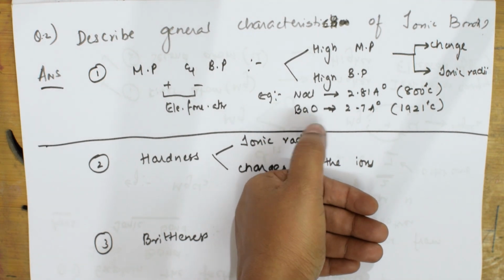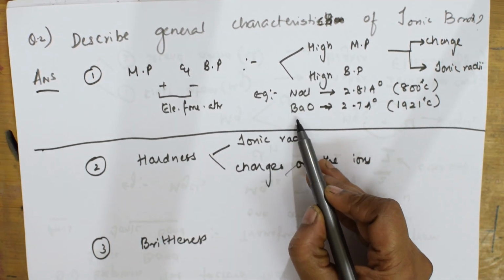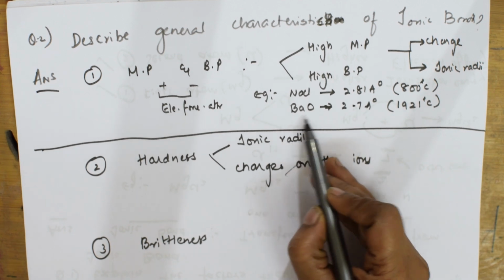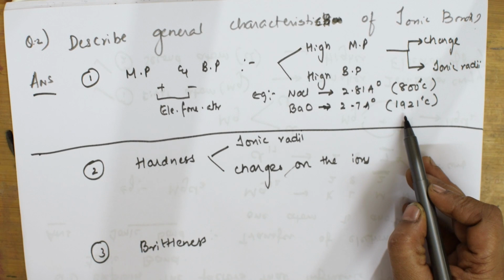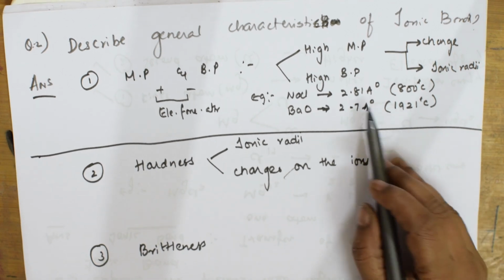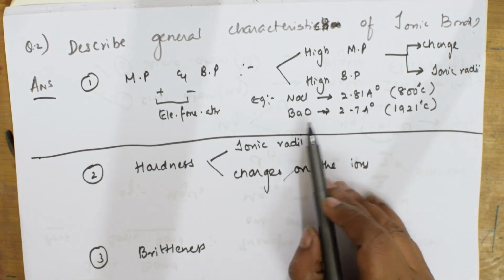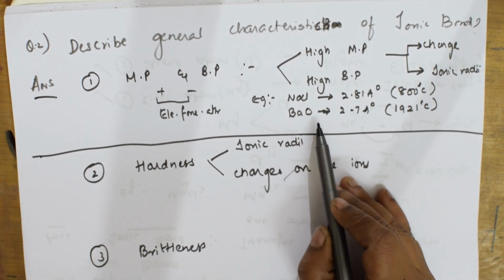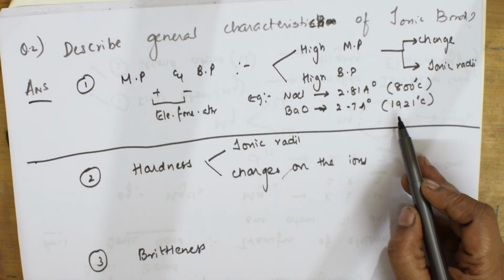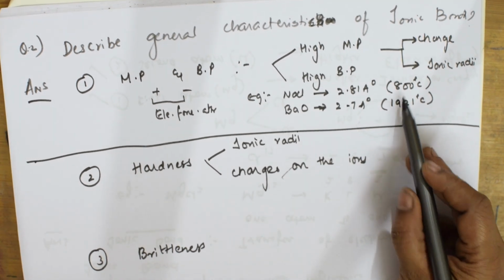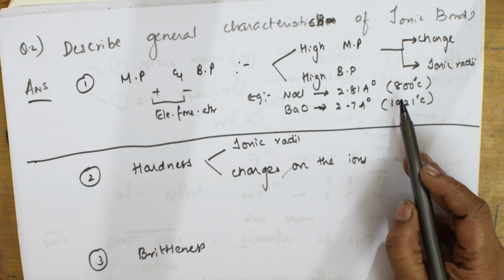Because there is strong interaction between the barium cation and the anion. So the electrostatic force of attraction between them is very strong. Hence, I require so much temperature to melt it, compared to sodium chloride. So once again, because of the stronger force of attraction between barium and oxygen, we require high temperatures compared to sodium and chloride, right?